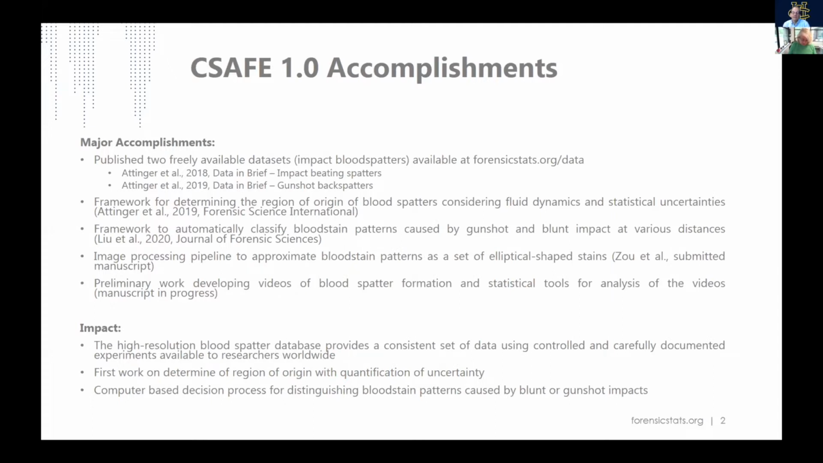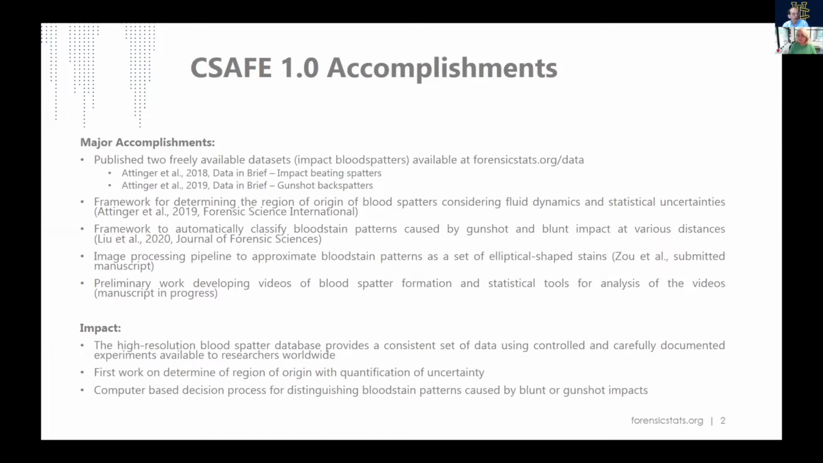The first 5 years of CSAFE included two bloodstain projects, one at Iowa State and one at Carnegie Mellon. The Iowa State group produced two data sets, both published alongside articles describing them in the journal Data in Brief, and each consisting of about 60 bloodstain patterns. And then a series of articles trying to address some of the key questions in bloodstain pattern analysis, determining the area of origin of an event, and trying to classify or identify the mechanism for bloodstain patterns.